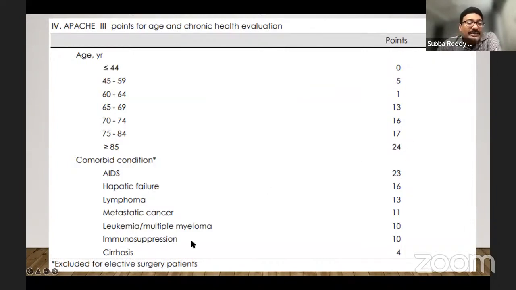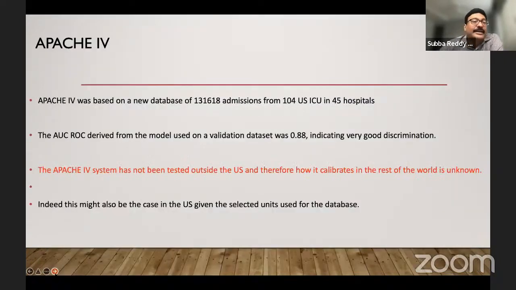And then comorbid conditions: AIDS has got high points. If somebody is coming with AIDS, they are immunocompromised and their mortality will be high, so they have given 23 points. Hepatic failure, lymphoma, metastatic cancers, leukemia, immunosuppression, cirrhosis, all these comorbidities will carry some points.